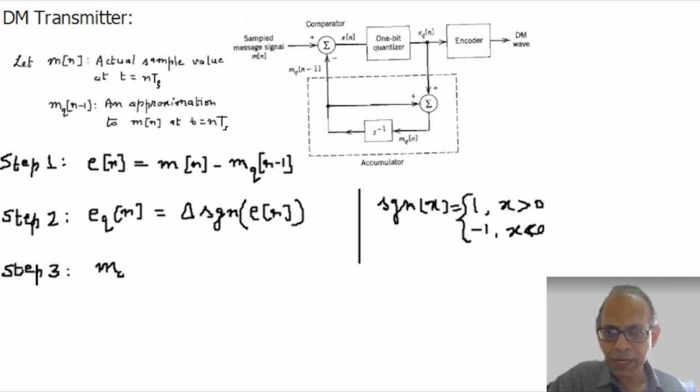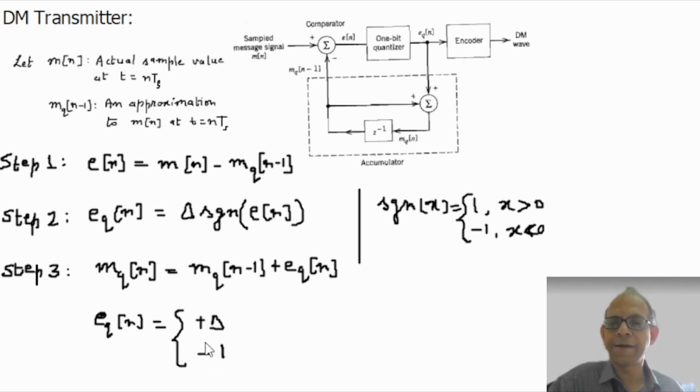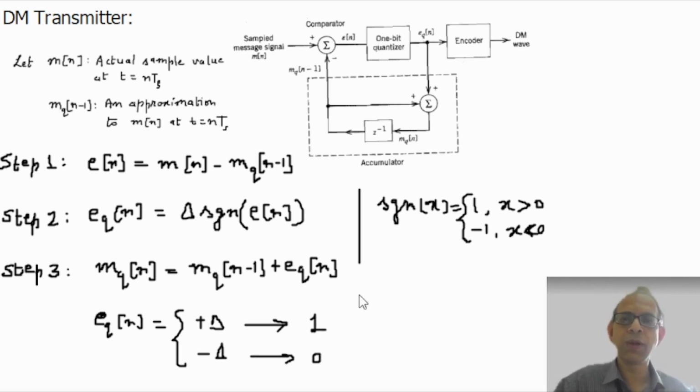So we get mq[n], the approximation for the next sampling instant, as the approximation for the present sampling instant plus the quantized error. And then the cycle goes on. So essentially what we are doing is that we are getting the quantization error eq[n] as either plus delta or minus delta. Plus delta may be encoded as 1, minus delta may be encoded as 0, and this results in a bit stream of ones and zeros which can be stored or transmitted.